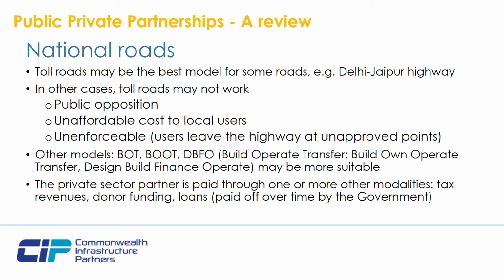And so it can be that a highway in the north of India between Delhi and Jaipur may have very different requirements from a highway that may be built in another part of the country. In cases where a toll road solution is not the best or not the optimum solution, then the private sector partner has to be paid through one or more other modalities. Through tax revenues, through donor funding, this means international organisations, or through loans, for example, which are paid off over a period of time by the government.